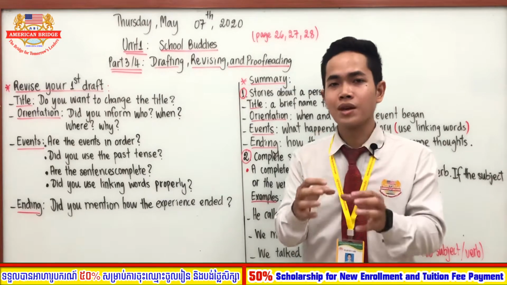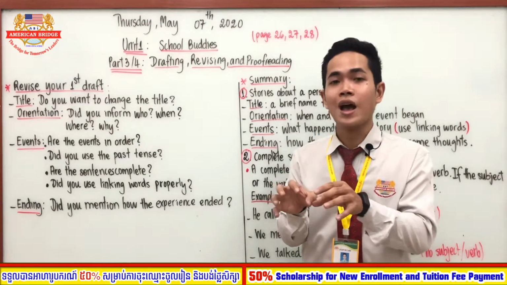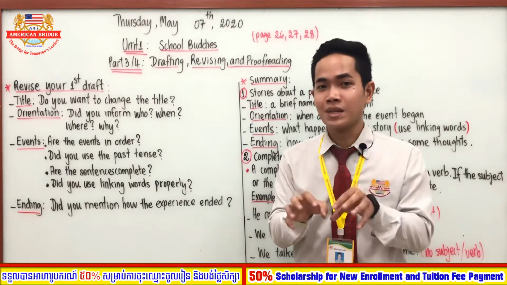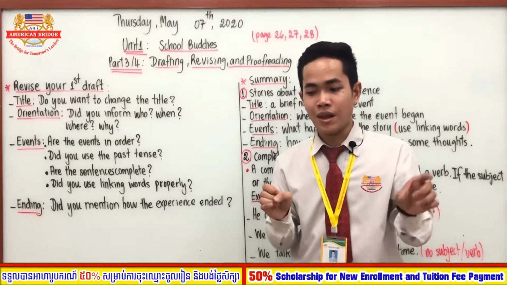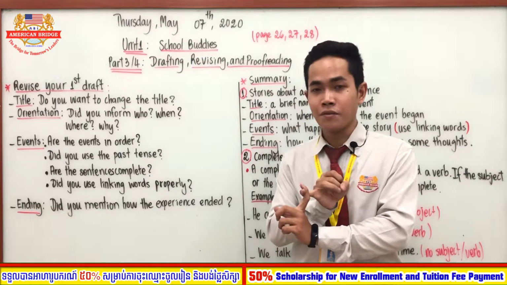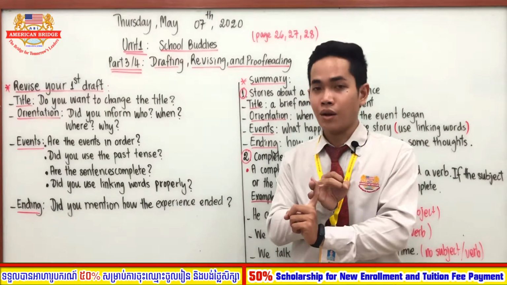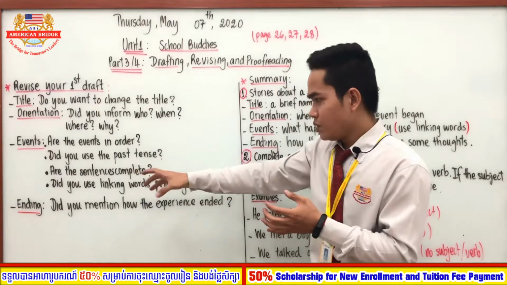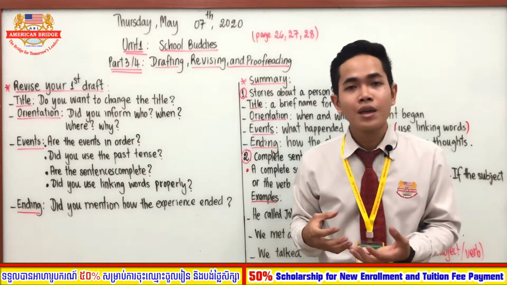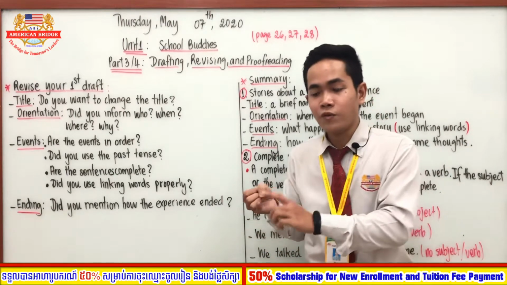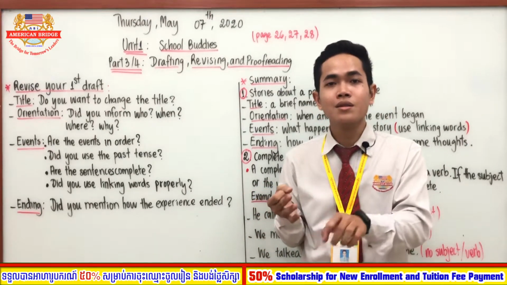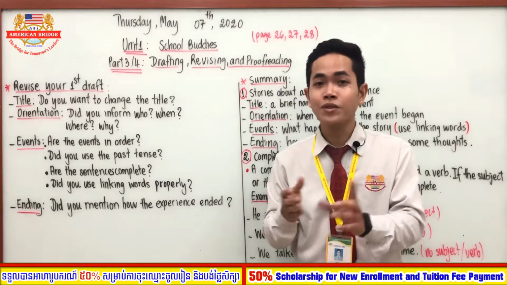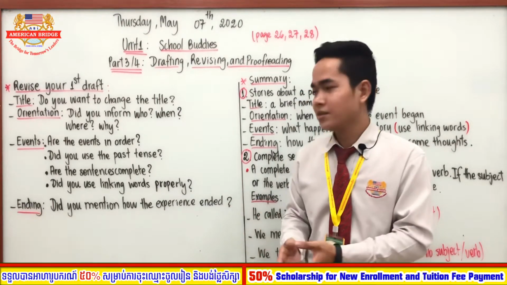If you want to make it complete, you have to use, as we talked already about, the complete sentence. We must have a verb and a subject in our sentence, right? Did you use linking words properly? Did you use words like first, second, then, after, finally, next? Did you use them? If you did, very good.